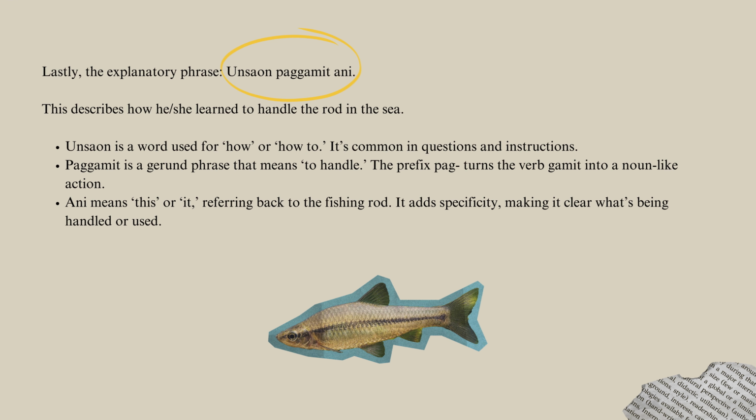Lastly, the explanatory phrase unsaon paggamit ani. This describes how he learned to handle the rod in the sea. Unsaon is a word for how or how to. It's common in questions and instructions. Paggamit is a phrase that means to handle. The prefix pag turns the verb gamit into a noun-like action. Ani means this, or it, referring back to the fishing rod. It adds specificity, making it clear what's being handled or used.